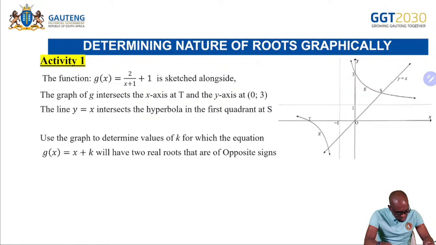The function g of x is 2 over x plus 1, plus 1, is sketched alongside. The graph of g intersects the y-axis at T and the x-axis at 0 and 3. The line y equals x intersects the hyperbola in the first quadrant at S. Use the graph to determine the values of k for which g of x equals x plus k has two real roots that are opposite in sign. So I want you guys to try that in 2 minutes, and your 2 minutes start now.